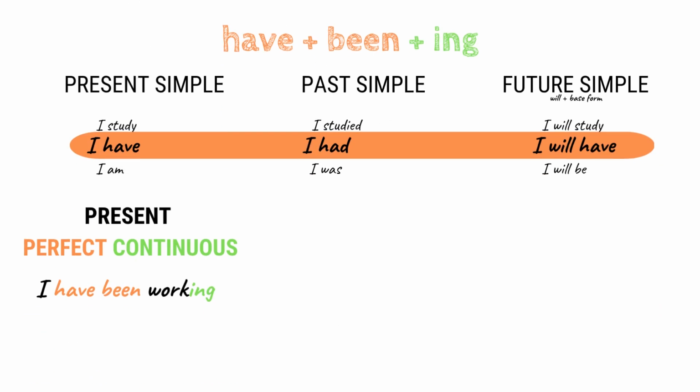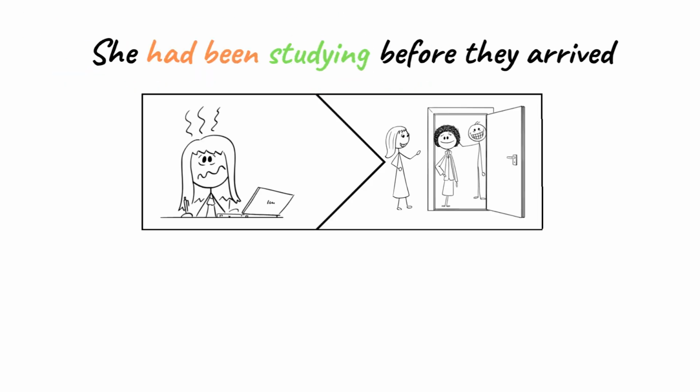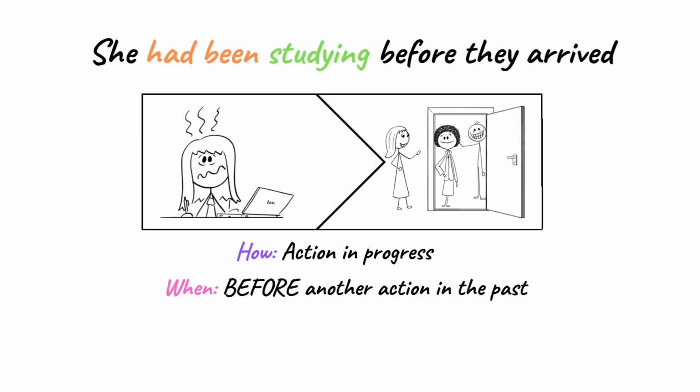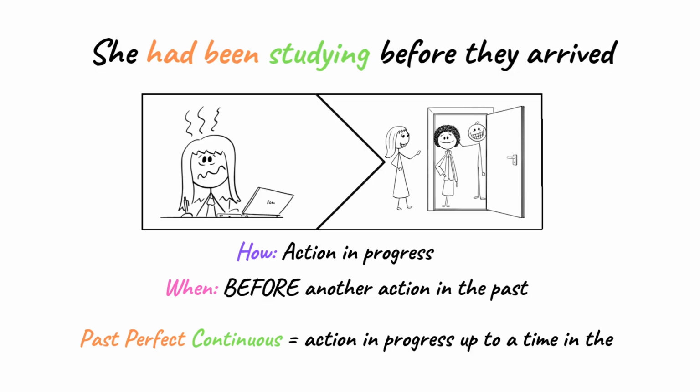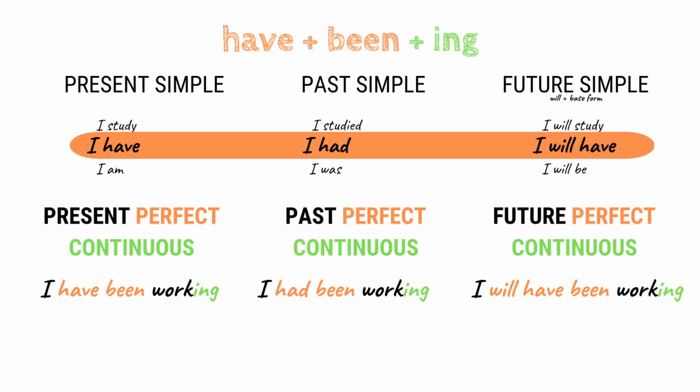For the past perfect continuous, use I had been. For example, she had been studying before they arrived. This means the action, studying, was in progress for some time. When? Before something else happened in the past. So we use the past perfect continuous when an action was in progress up to a certain moment in the past. And for the future perfect continuous, use I will have been.